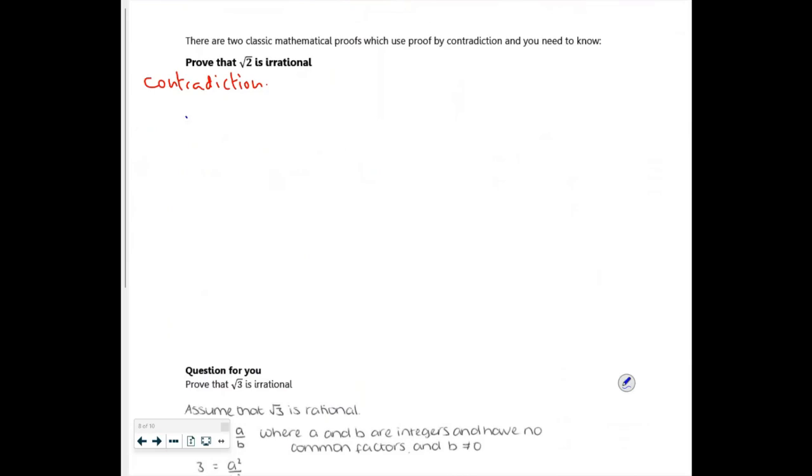So my contradiction will be that root 2 is not irrational, so it's rational. So if it's rational, I can express root 2 as a fraction. So root 2 is a over b, where a and b belong to the integers.